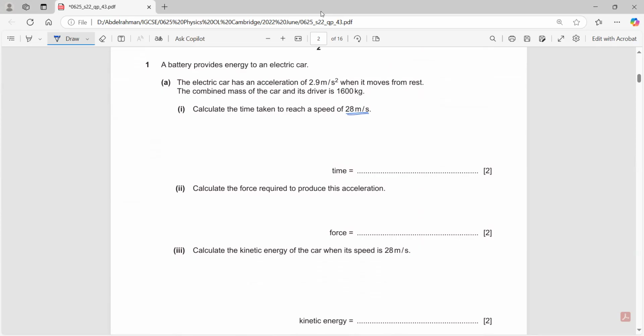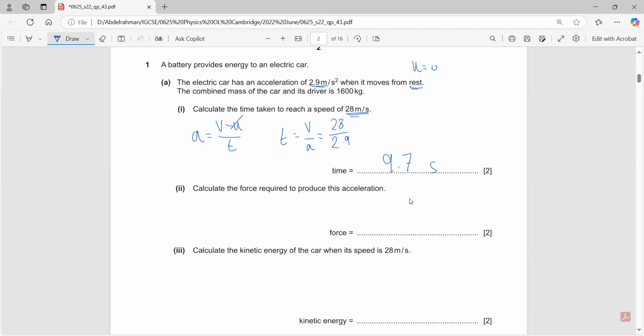We need to find the time if you have the acceleration and the final velocity. The initial velocity was 0 from rest, so u equals 0. We know the equation a equals (v minus u) over t. If u is 0 and we need to find t, then t would be equal to v over a. So 28 over the acceleration, which is 2.9. This will give you a final time of less than 10, 9.7 seconds. Okay, now calculate the force required.